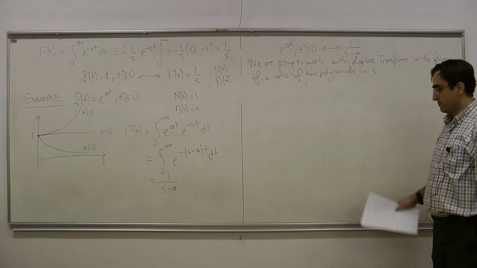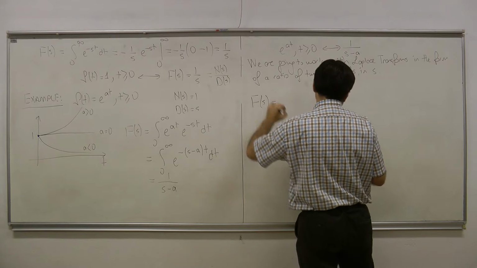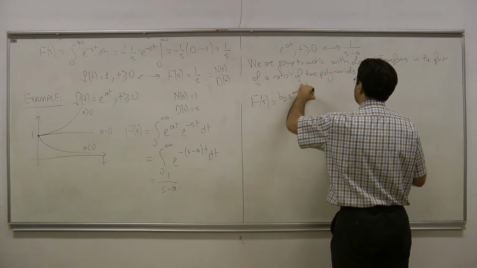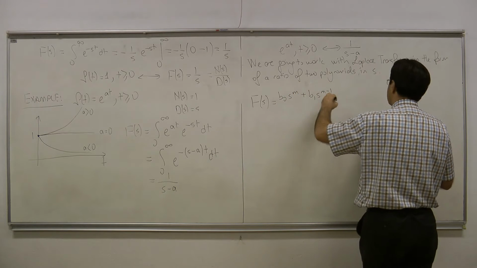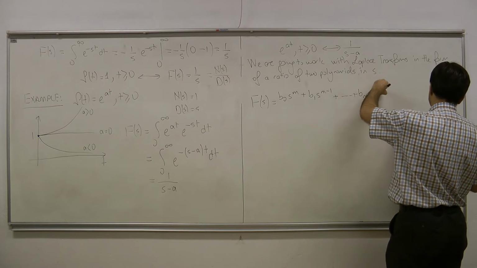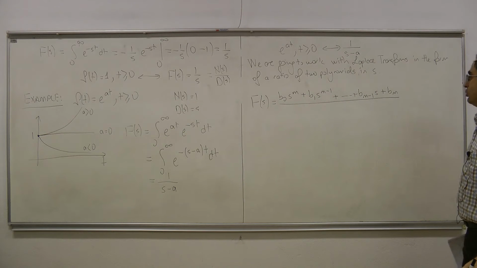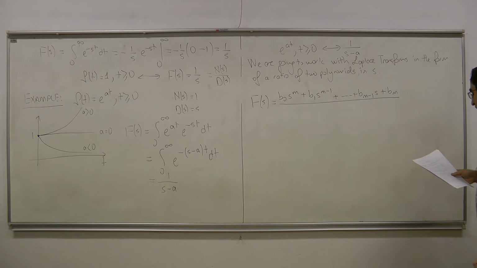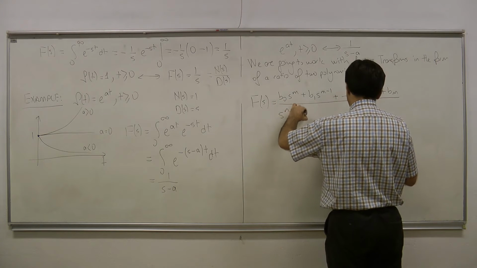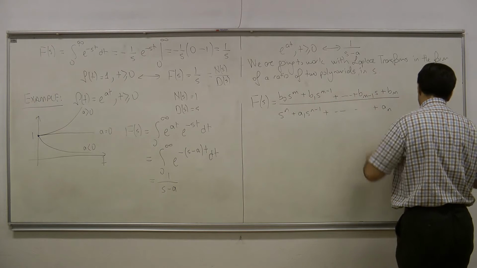Remember, s is a complex number. And this Laplace transformation is going to be looking like this. F of s is equal to b0 s to the m plus b1 s to the m minus 1, and these are going to continue until b(m minus 1) s plus bm. So these are the coefficients of the numerator polynomial, the b's. And I will have a denominator, s to the n plus a1 s to the n minus 1, going until an here.